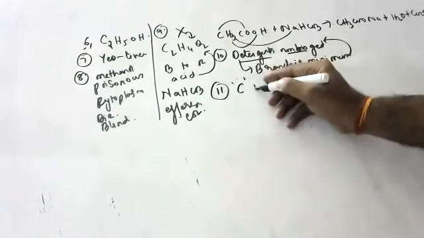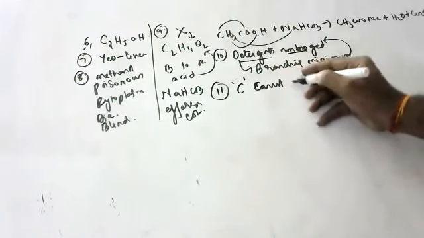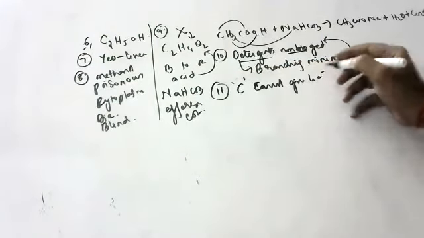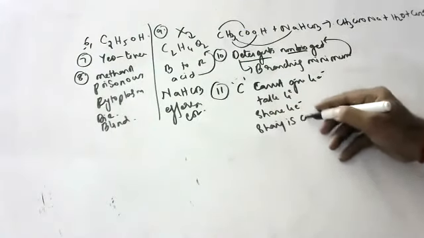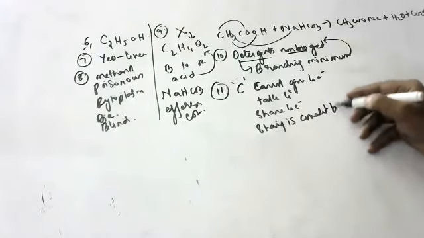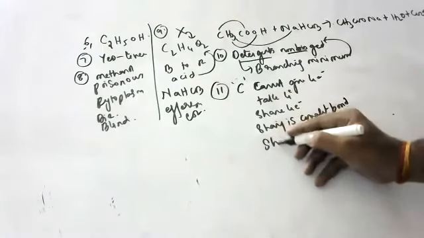Next, explain why carbon generally forms compounds by covalent bonds. Carbon's valence is 4. It cannot give four electrons, it cannot take four electrons, so it shares four electrons. Sharing is a covalent bond.